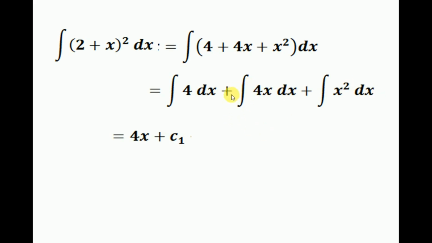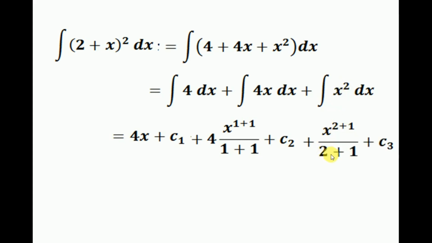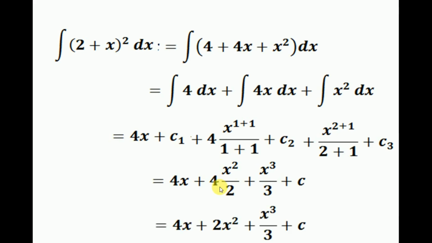Now this 4 will come out, and integration of x to the power 1 is x to the power 1 plus 1 divided by 1 plus 1, plus c2. And integration of x square is x to the power 2 plus 1 divided by 2 plus 1, plus c3. So instead of c1, c2 and c3, I'll write one constant, that is c, and I'll simplify this. I'll get 2 here, 3 here, so I can divide this 4 by this 2. So I'll get 4x plus 2x square plus x cubed by 3 plus c. So this is the final answer.